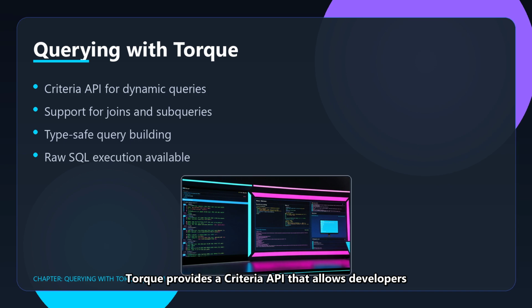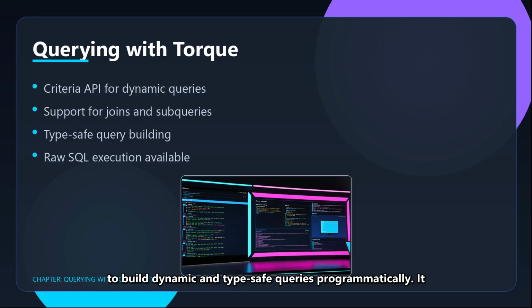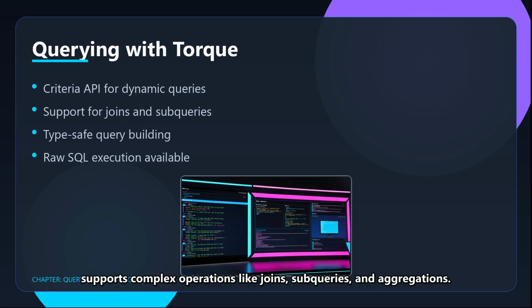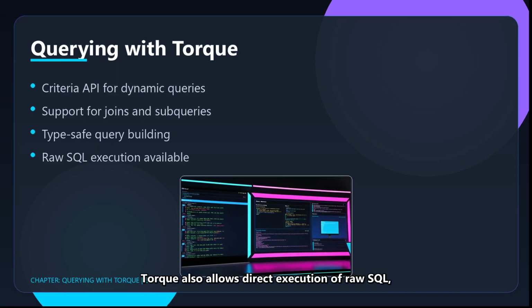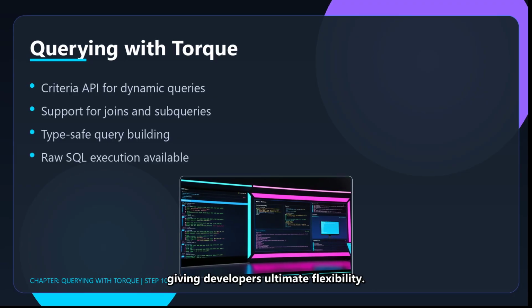Torque provides a criteria API that allows developers to build dynamic and type-safe queries programmatically. It supports complex operations like joins, subqueries, and aggregations. For cases where the criteria API isn't sufficient, Torque also allows direct execution of raw SQL, giving developers ultimate flexibility.